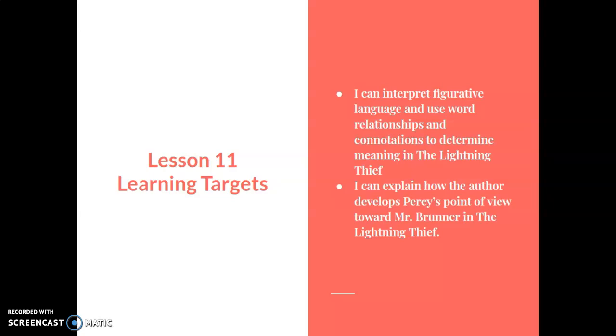For this lesson, your learning targets are: I can interpret figurative language and use word relationships and connotations to determine meaning in The Lightning Thief. Your next learning target is: I can explain how the author develops Percy's point of view toward Mr. Brunner in The Lightning Thief.